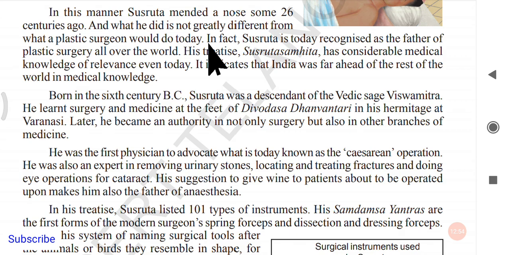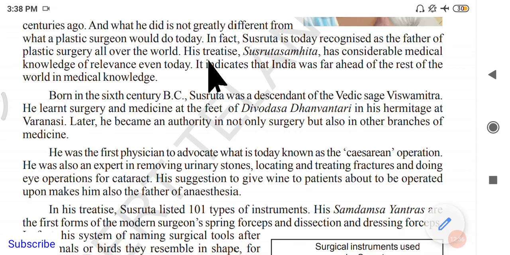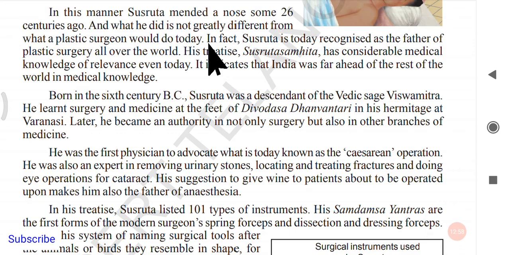So now there are many plastic surgeons, right? Even I had undergone a plastic surgery for my wrist. So all the plastic surgeons that are available now in our society, and all the surgeries that they are doing, are not much different from what Sushruta had done 26 centuries ago. So, in fact, Sushruta is today recognized as the father of plastic surgery all over the world.